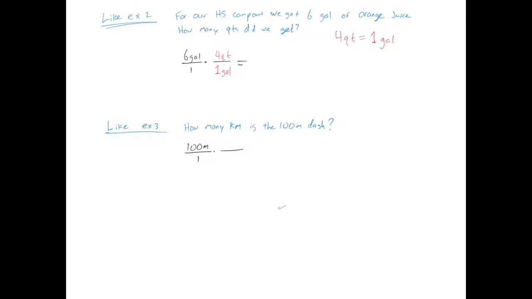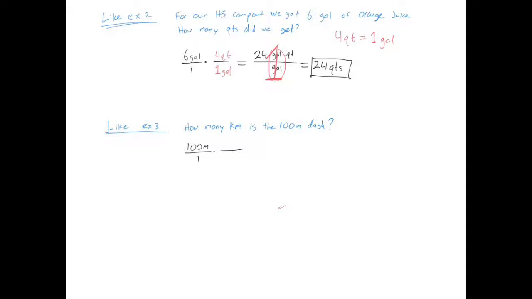So same idea we did here. 6 times 4, 24, times gallons, times quarts. My denominator is 1 times 1, times gallons. Again, we see this gallons over gallons, so we know that just changes into a big, weird-looking 1. And that just gives us 24 quarts. 24 quarts of orange juice is how many quarts we got.